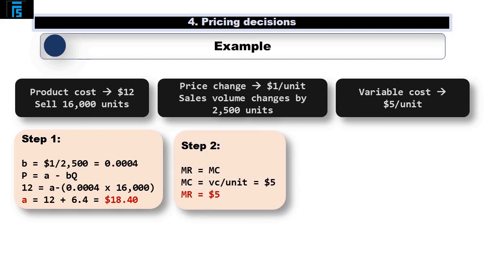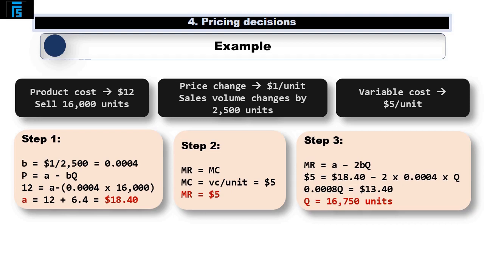The next step is to make MR equal MC. The marginal cost of making one extra unit will just be the variable cost of making that unit, and we know from the data that this is $5. So if the marginal cost is $5, the marginal revenue will also be $5 at the optimum point. Knowing that MR is $5, we can now use the A and B figures previously calculated to find a figure for Q at the optimal point.